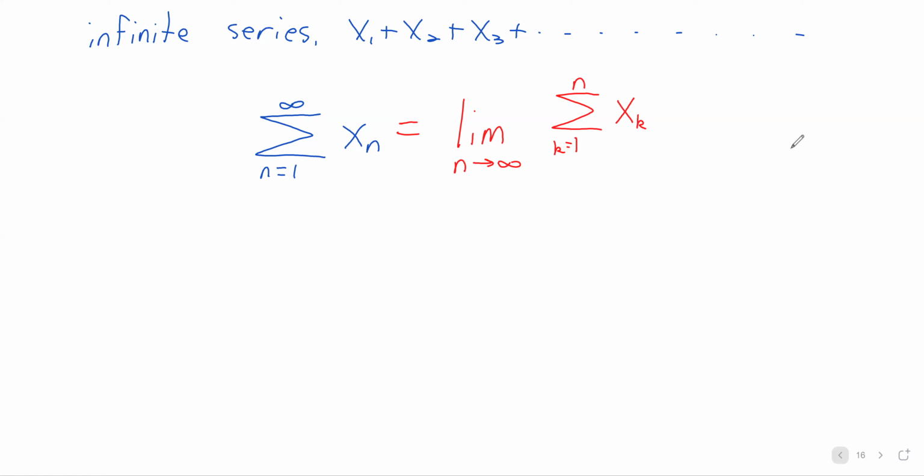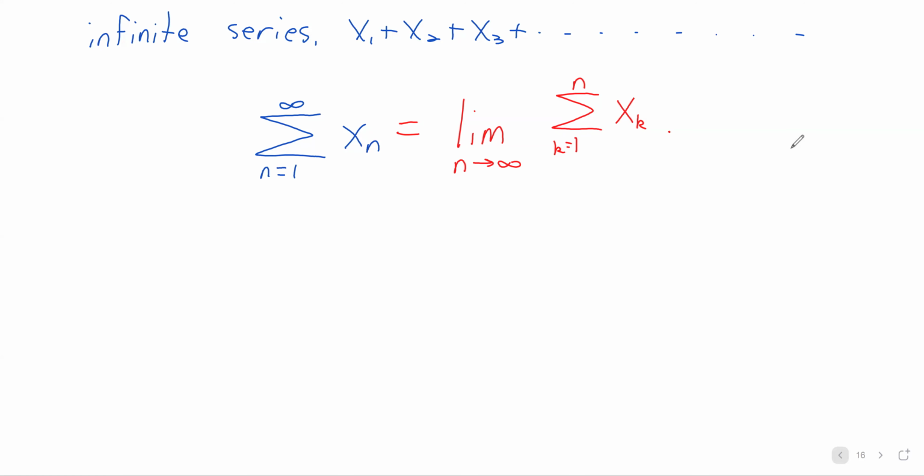So n is being used for the upper value, meaning that I can't use n again down here. It would be confusing to use n for more than one thing in the same problem. So the traditional letter is k. We define an infinite sum from 1 to infinity to be the limit of these finite sums.